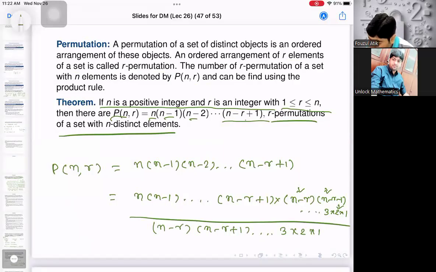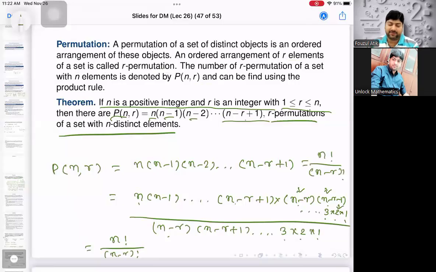But what is this value? You have started from 1, 2, 3, 4, all the way up to n. So is it not the value of n factorial? What is the denominator value? 1, 2, 3, 4 up to n minus r. Is it not the value of n minus r factorial? So therefore, the formula for P(n, r) is equal to n factorial divided by n minus r factorial.